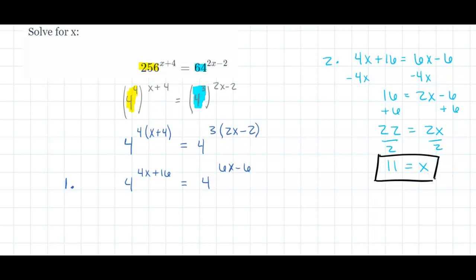Solve and I get x equals 11, and when I check using my calculator, I get the same decimal on both sides of the equation, approximately 1.329.